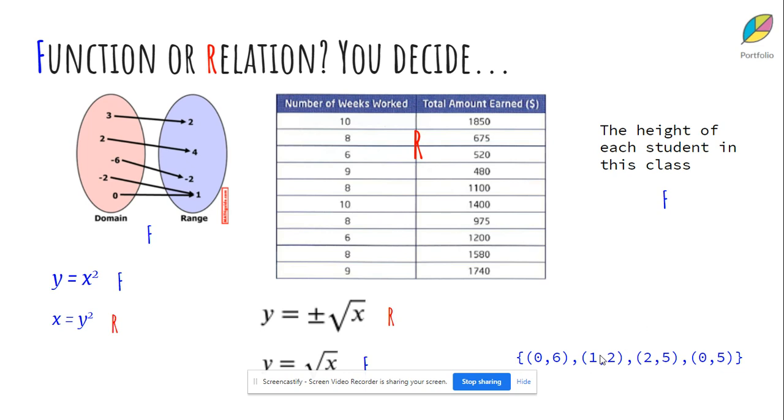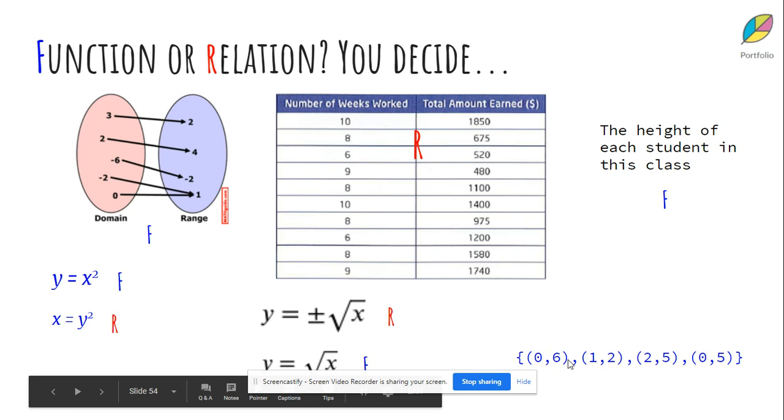Well, if you notice, the value for 0 here is paired with 6. So we have (0, 6), (1, 2), (2, 5), and then again we have (0, 5). So the 0 is paired with the 6 and is paired with a 5. Because the same value cannot be associated with two values of the output, this is a relation.